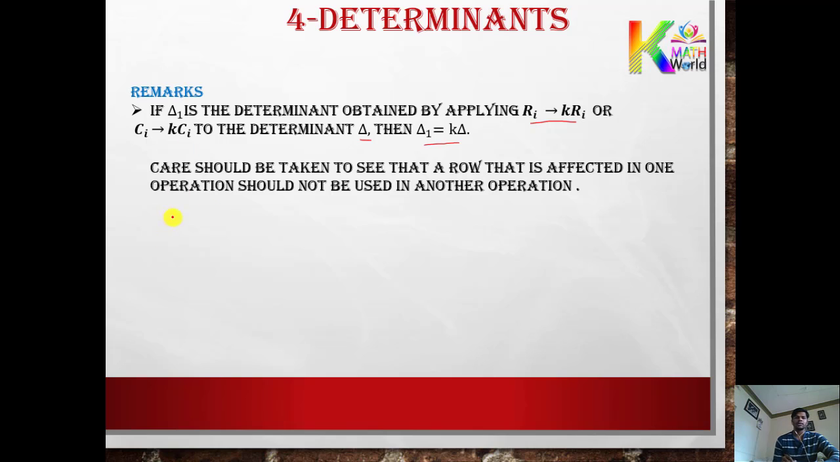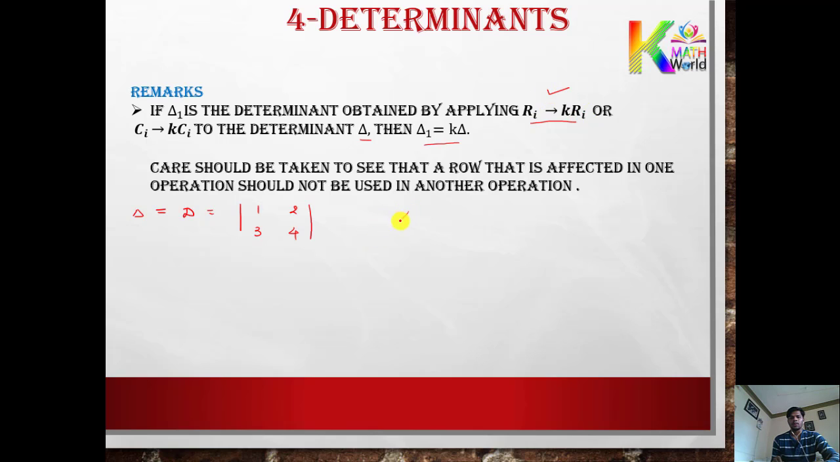It means suppose we have D equals 1, 2, 3, 4, suppose you consider this as delta. Then delta 1, what is given? Delta 1 is the determinant obtained by applying Ri to kRi. You have to perform an operation like this.